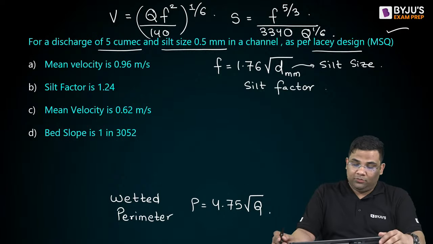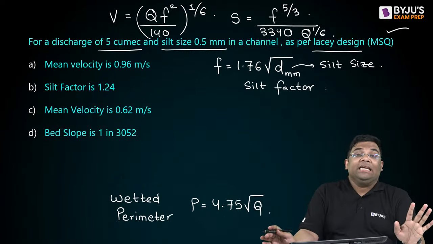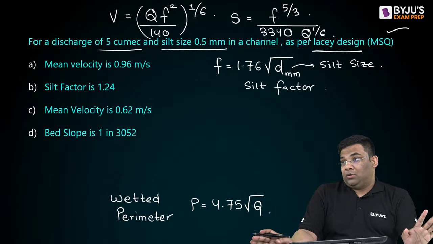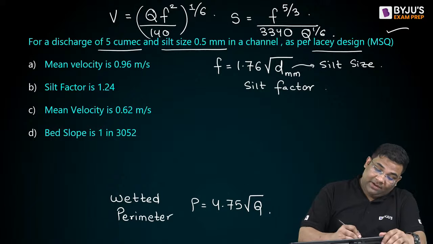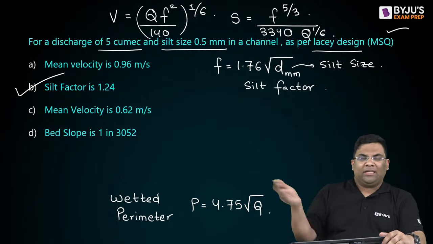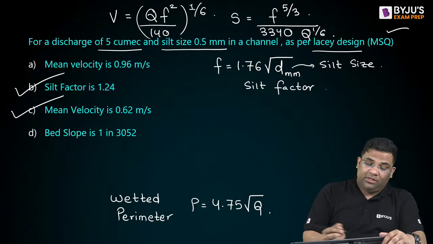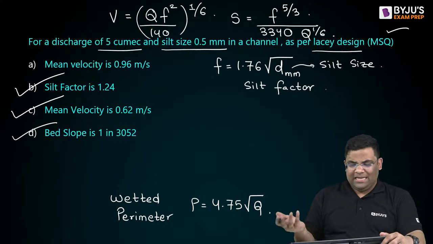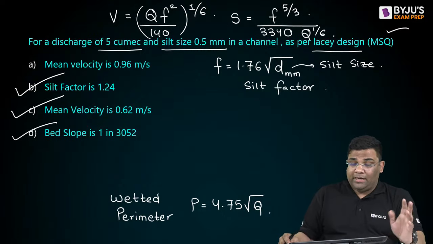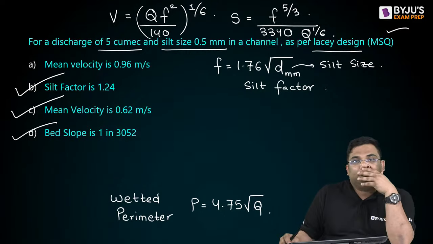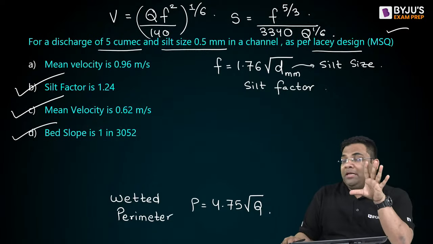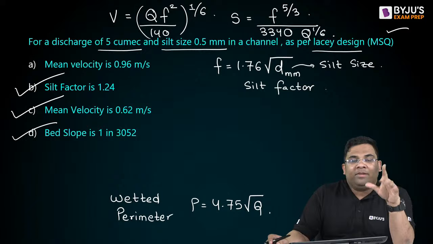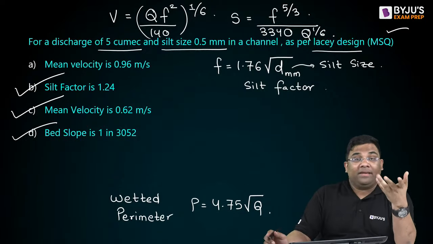Okay, so we are easily able to answer questions from Lacey's design if you just remember the formulas. When it comes to Lacey's canal design, you have to remember all the basic formulas. The silt factor you're getting is 1.244 actually, so we can say 1.24. Mean velocity you're getting almost this, and bed slope you're getting 1 in 3051 point something, you can say 3052. So this class covered almost all the most probable questions which they can ask from irrigation engineering in the upcoming GATE examination.